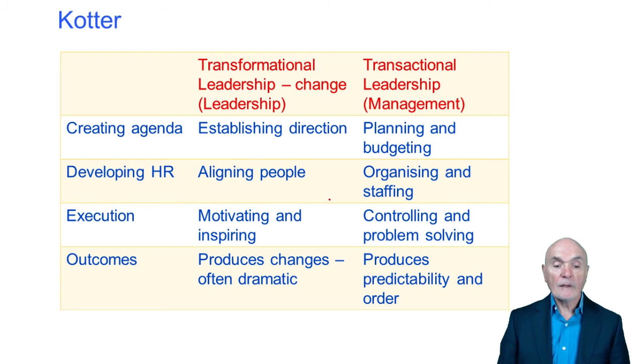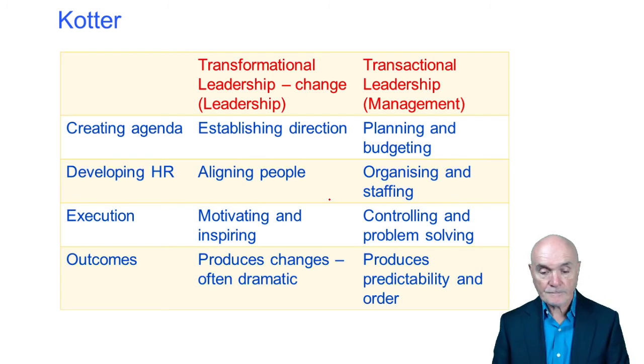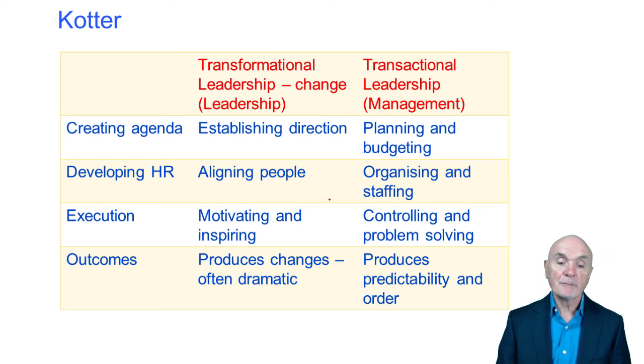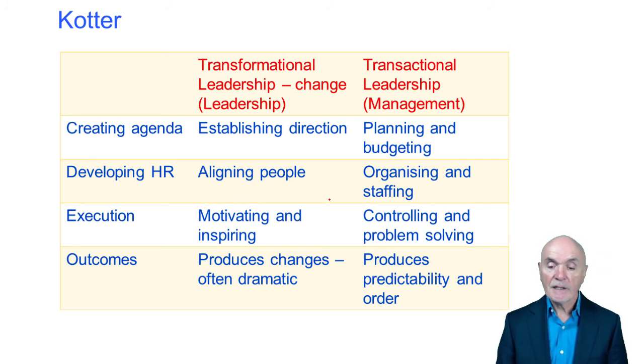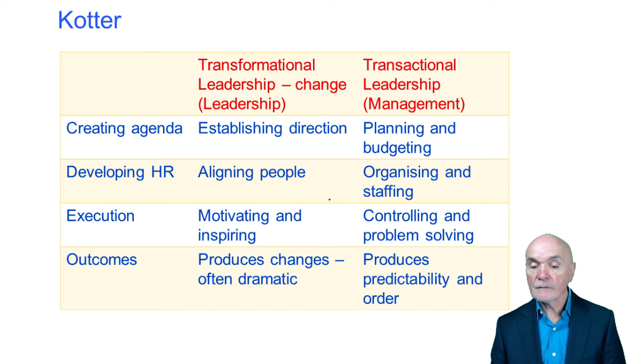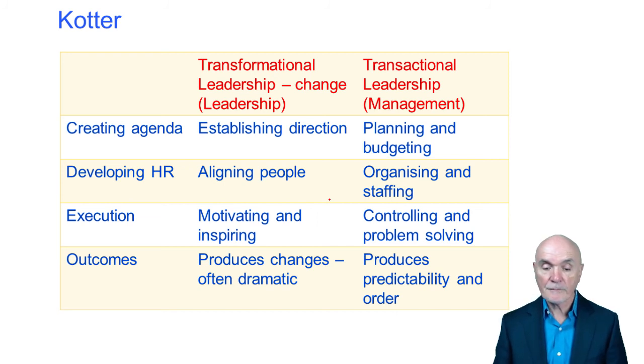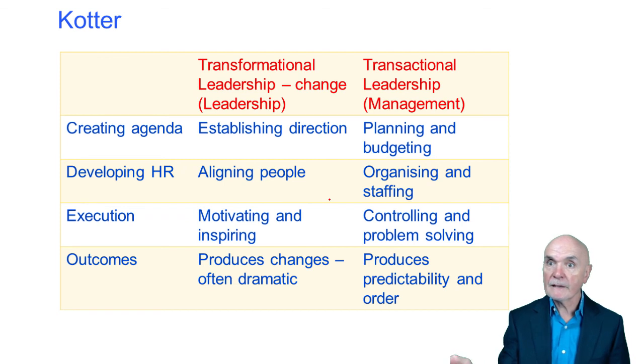Finally, we have Cotter. Cotter again came back to transformational leadership and transformational change and transactional leadership and management. So it's very much the same as we've seen with Bennis here. It is the manager plans and budgets, but it is the leader who says what direction we should be planning and budgeting in.